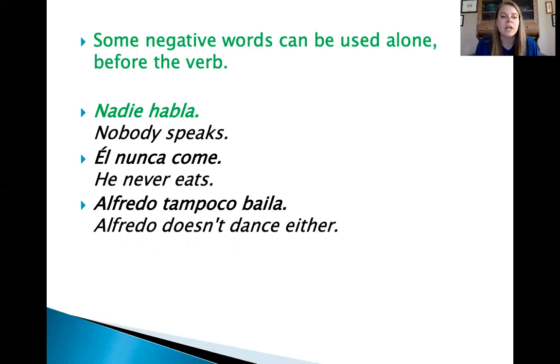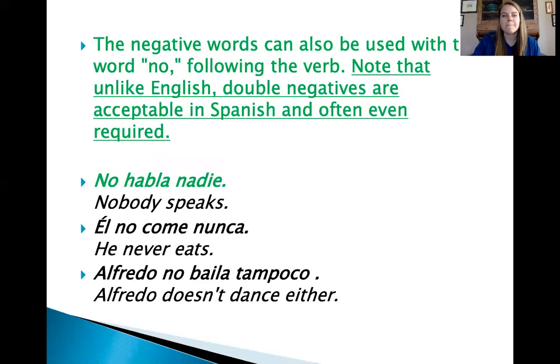Another example is él nunca come, he never eats. Or you could say él come nunca, but it does work before the verb here. And then lastly, Alfredo tampoco baila, Alfredo doesn't dance either. But these negative words, notice these are the same sentences, they can also be used with the word no following the verb. So this is something I really want you to understand, this part that I have underlined.